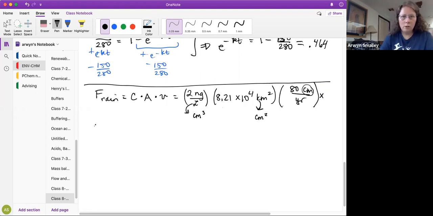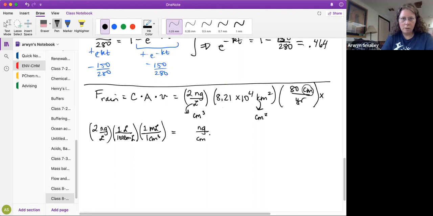So we'll do each of the parts. 2 nanograms per liter is probably the easiest one because we know that 1 liter is just 1,000 milliliters, 1,000, not 100. And 1 milliliter is the same as 1 cubic centimeter. So this gets us nanograms per cubic centimeter.